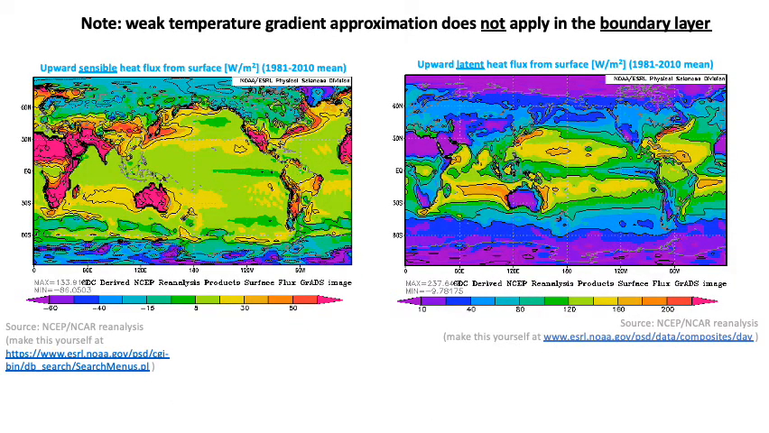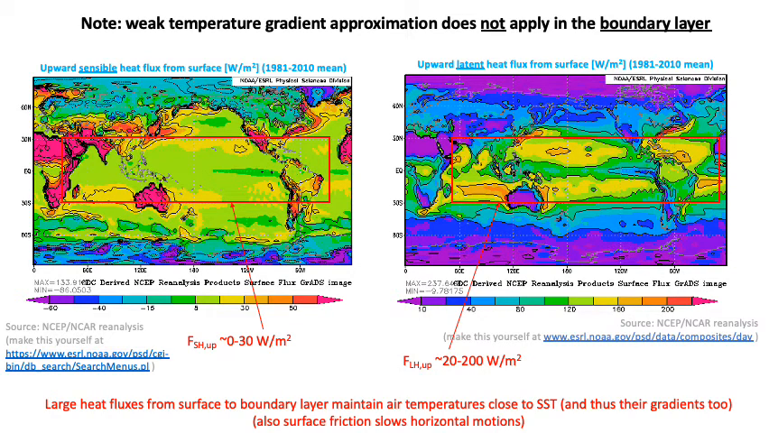Okay, and just one thing to really highlight here is the weak temperature gradient approximation, which we mentioned about the free troposphere. It's hard to sustain horizontal temperature gradients in the free troposphere. That's not true in the boundary layer. That does not apply in the boundary layer in the tropics. And the reasons for that are relatively simple. And so actually maybe I'll put that up first.